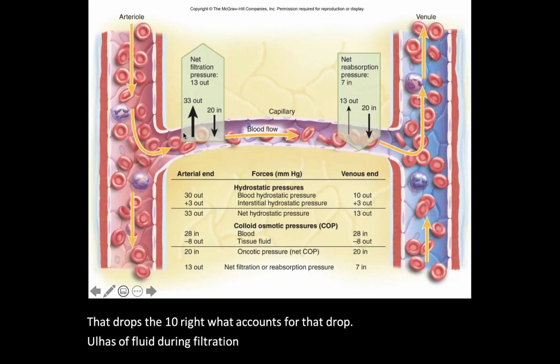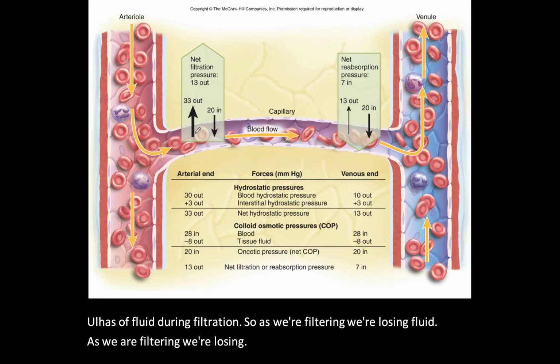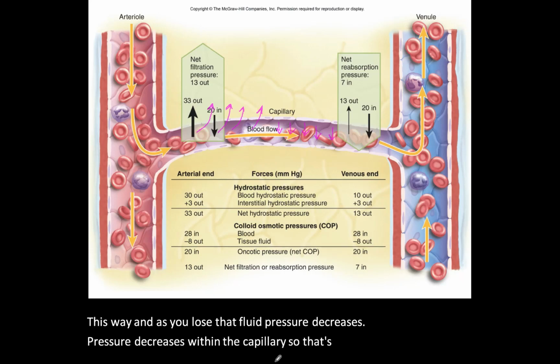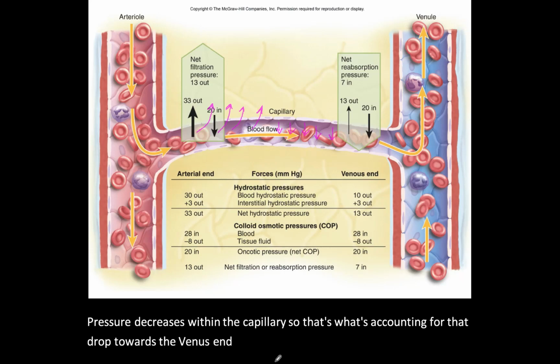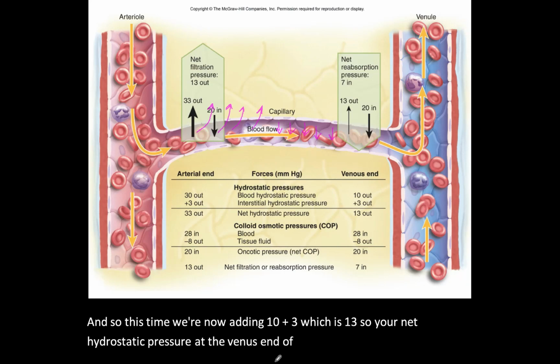So as we're filtering, we are losing fluid this way. And as you lose that fluid, pressure decreases within the capillary. So that's what's accounting for that drop of the blood hydrostatic pressure towards the venous end. Interstitial pressure is still going to be the same. And so this time we're adding 10 plus 3, which is 13. So your net hydrostatic pressure at the venous end of the capillary is 13 millimeters of mercury.